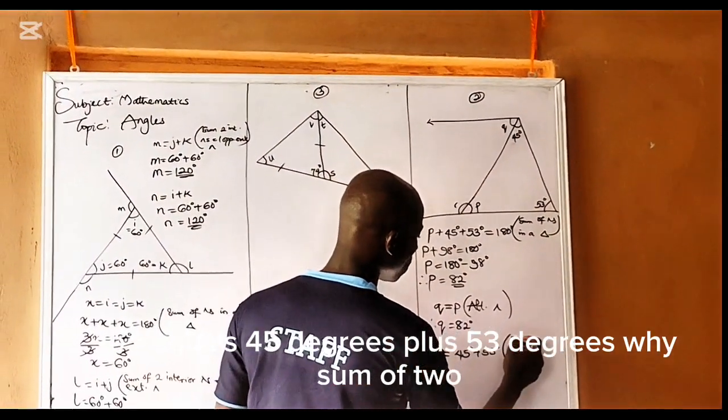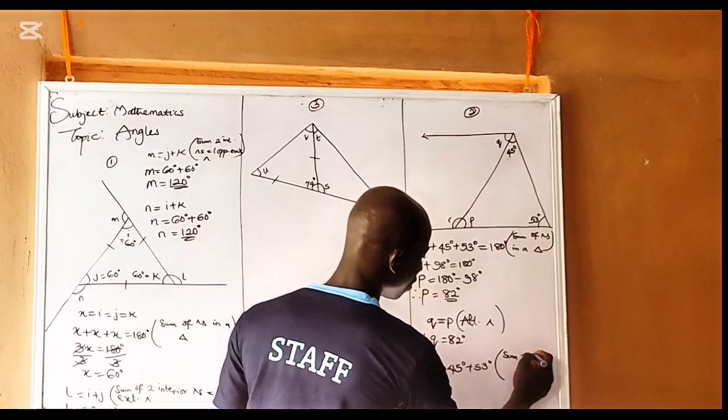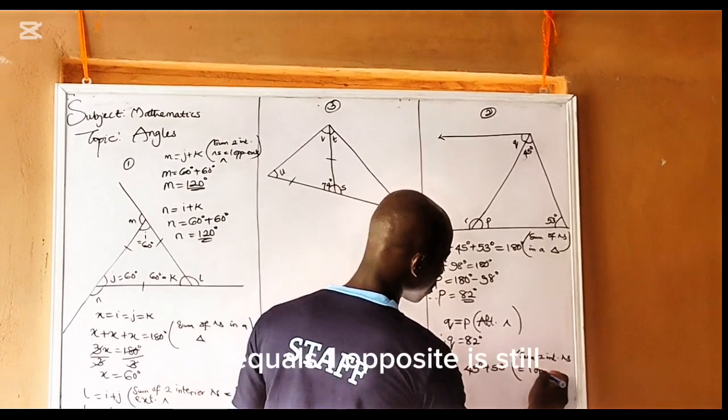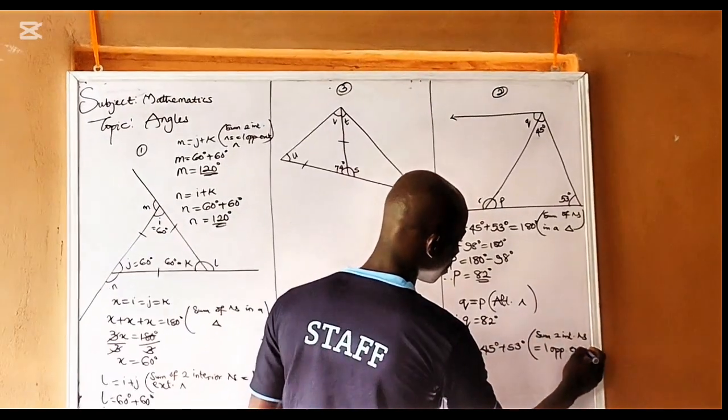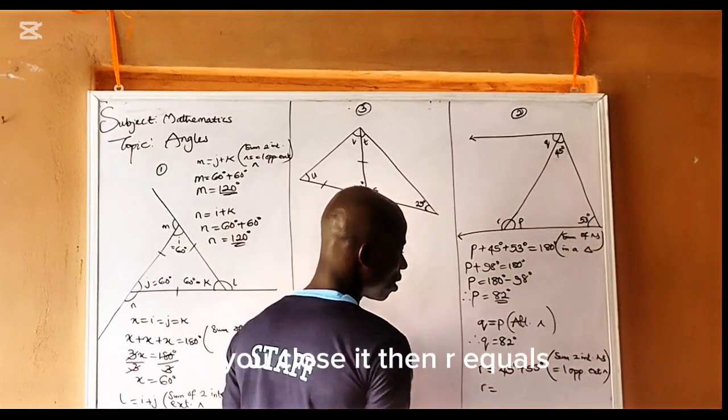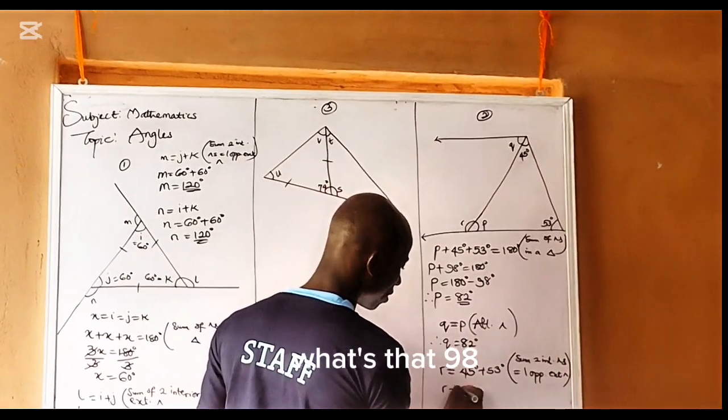Why? Sum of two interior angles equals one opposite exterior angle. We close it. Then R equals, what's that? 98 degrees.